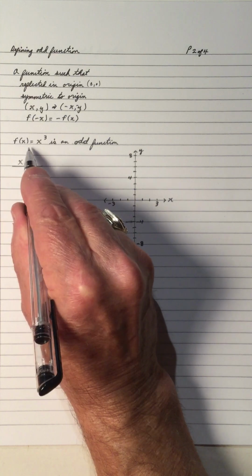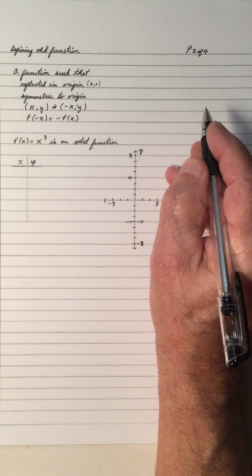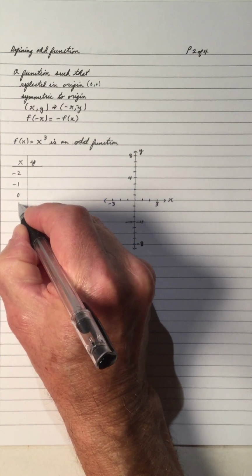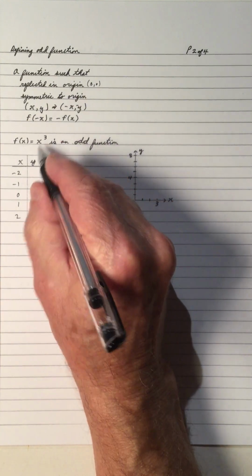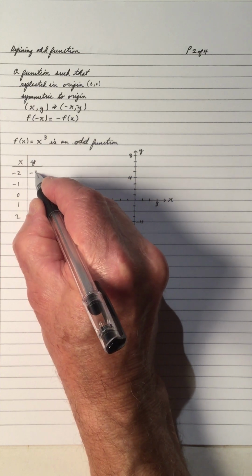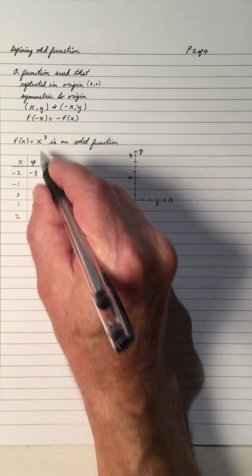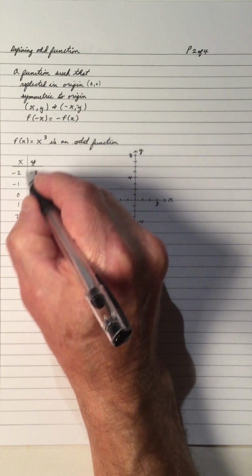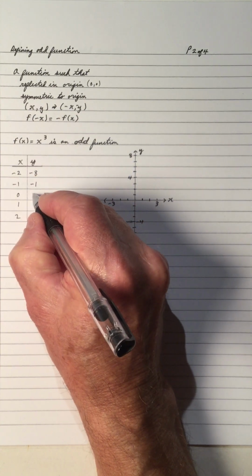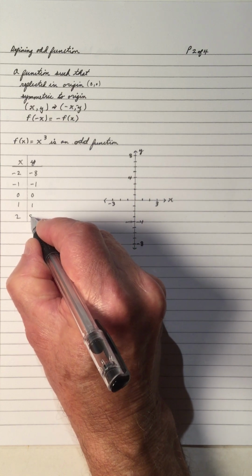So f of x equals x cubed is an odd function. Let's explain. Let's use the numbers negative 2, negative 1, 0, 1, 2. When we cube them, negative 2 cubed is negative 8, which is negative 2 times negative 2 times negative 2. Negative 1 cubed is negative 1. When you take a negative number and cube it, you will get a negative number. 0 cubed is 0. 1 cubed is 1. 2 cubed is 2 times 2 times 2, which is 8.